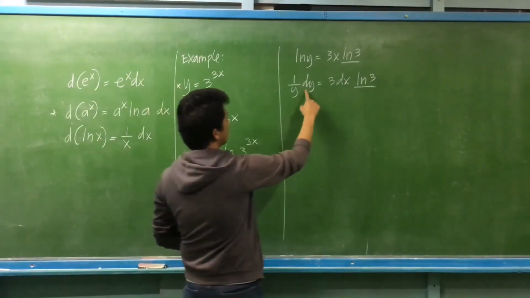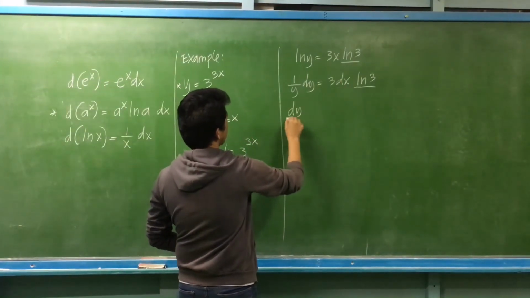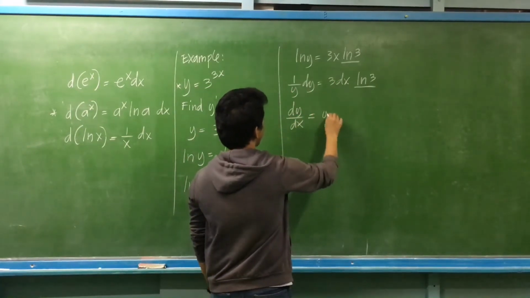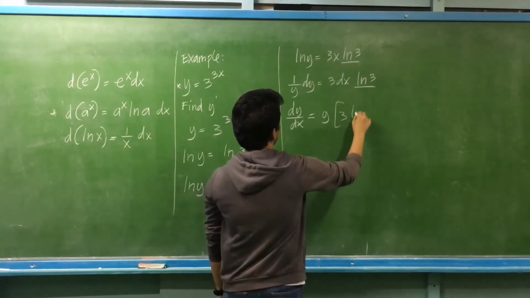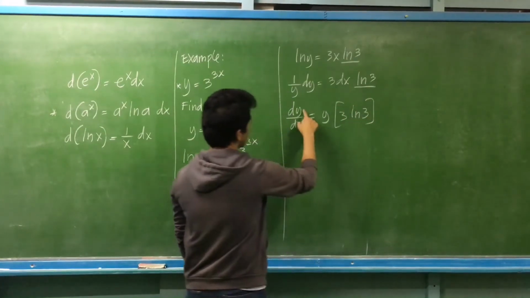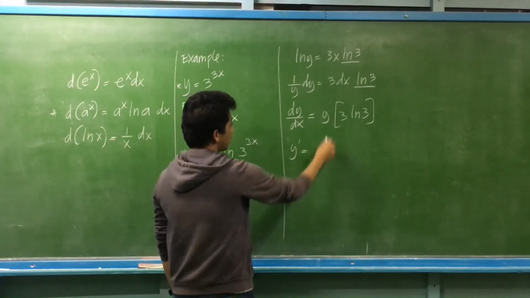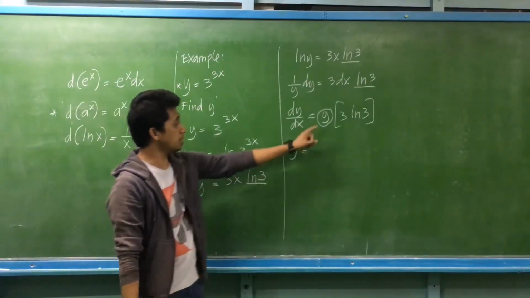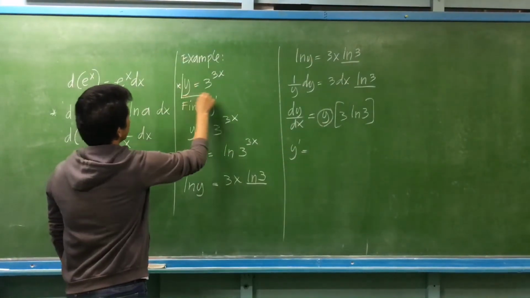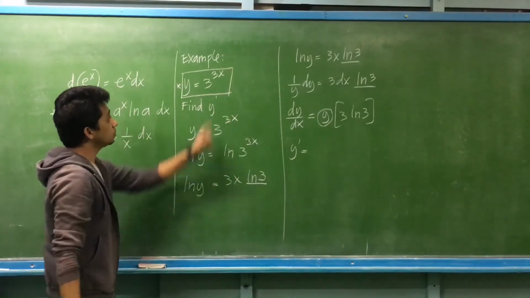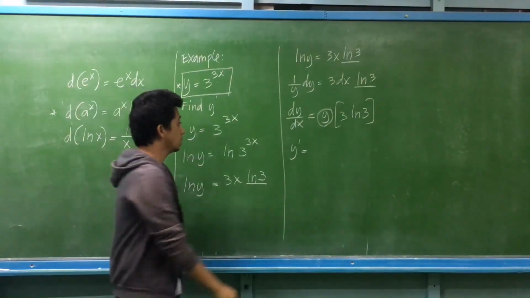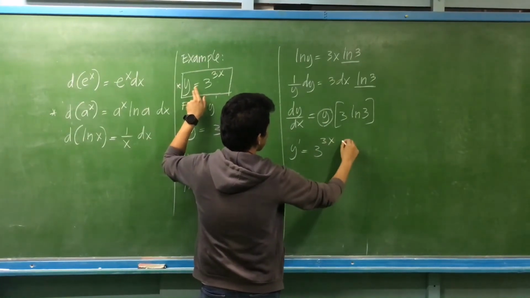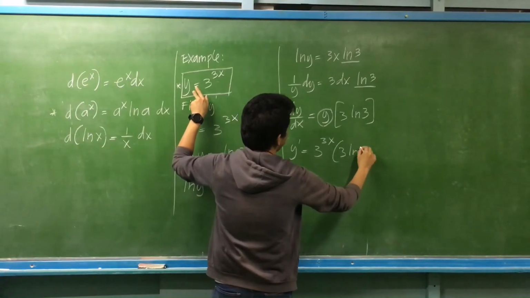So we get the value of dy over dx by cross multiplication: y multiplied by 3 ln of 3. This dy over dx is y prime. What is the initial equivalent of y? The initial equivalent of y is 3 raised to 3x. By substitution, the value of y is 3 raised to 3x, multiplied by 3 ln of 3.